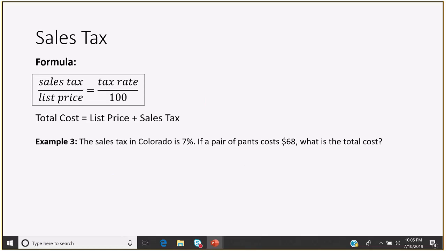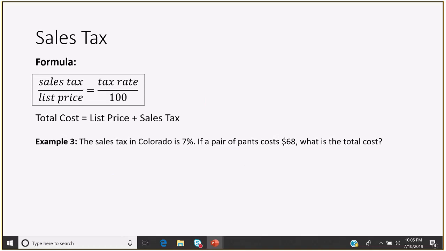So I think this example is close to correct. I don't think technically the sales tax overall in Colorado is 7%, but I think that is the base level. And then kind of depending on where you live, it's going to be another 2, 3, 5% or whatever. So the base level is 7%. Let's say a pair of pants costs $68. What is going to be the total cost?